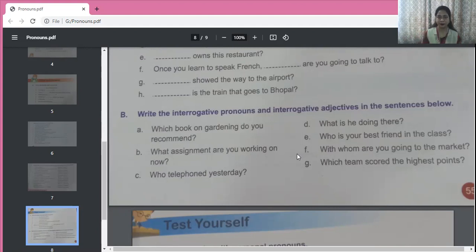Who telephoned yesterday? Now, who? This is standing all alone. So, this is interrogative pronoun. What is he doing here? So, what standing all alone without a noun? It's an interrogative pronoun. Who is your best friend in the class? Who standing all alone without a noun? Interrogative pronoun. With whom are you going to the market? So, again, whom standing alone without any noun, interrogative pronoun. Which team scored the highest points? So which team, which coming together with the noun team? So this is interrogative adjective. Okay.